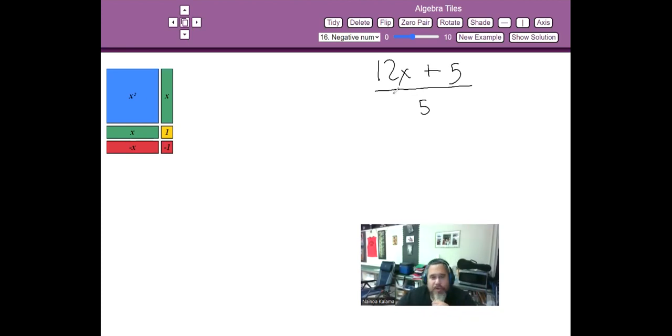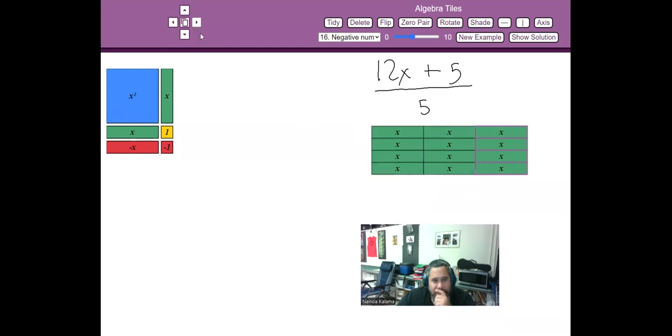Okay, so let's talk about how we're going to do this. 12x is going to look like this: 2, 3, 4, and 8, 12. And then 5 is going to look like this: 2, 3, 4, 5. Now, I want to divide it into 5 parts, so I'm just going to give lots of room here to divvy that out.